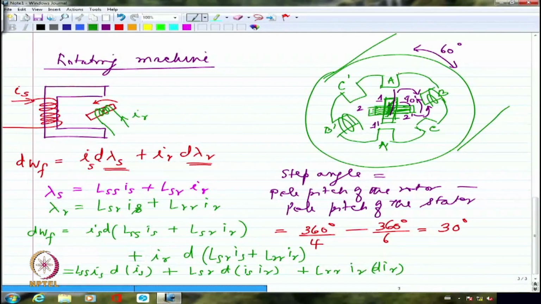Right? So I am having three terms here. One completely corresponding to the self-inductance of the stator. One completely corresponding to the self-inductance of the rotor, which involves only the rotor current. And the third one, which is corresponding to the stator and rotor current with the mutual inductance between them, the stator and rotor entities, right?